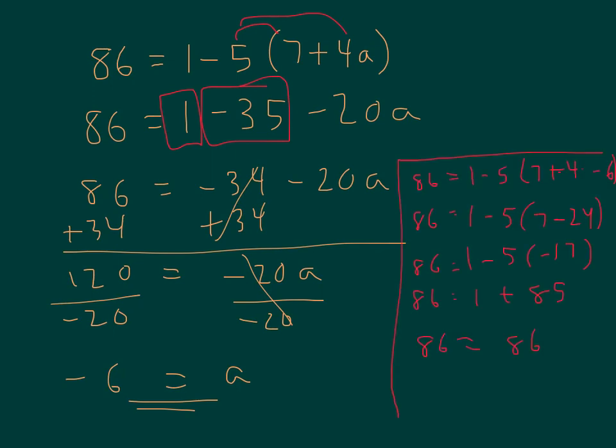And as you notice, on the end here, I've added in a little bit of a check. Substituting in the negative 6 and working my order of operations out, we see that 86 is equal to 86.